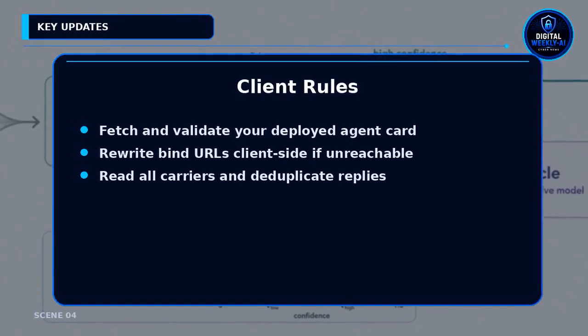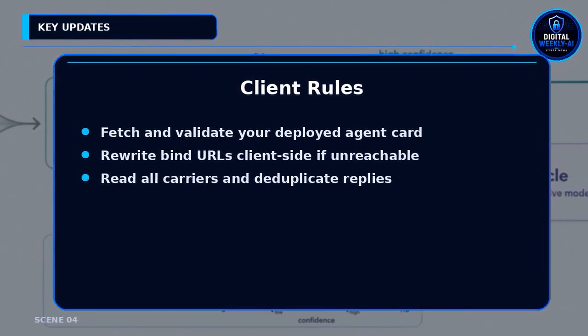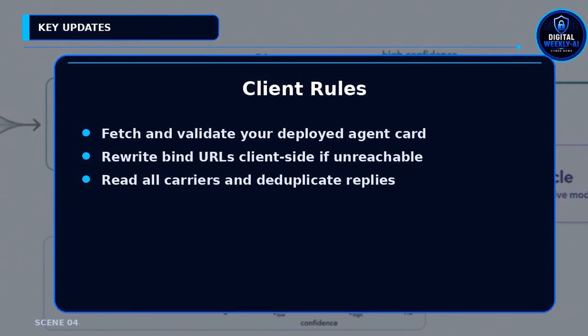Practical Rule 1. Fetch your deployed agent card and validate the interface URL. If the card advertises an unroutable bind address, rewrite it client-side. Rule 2. Read every carrier the spec allows and deduplicate replies, artifacts, history, and task fields. Rule 3. Record model metadata and search counts inside the agent for audits.